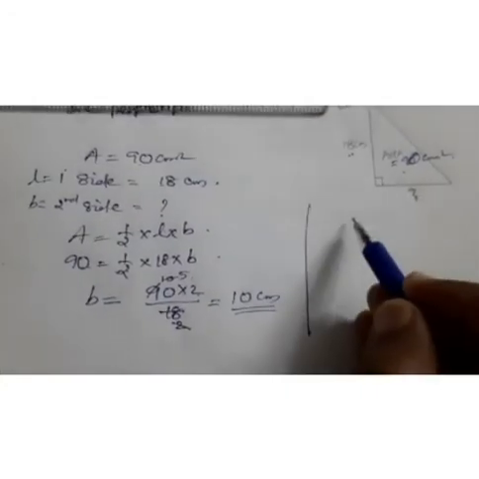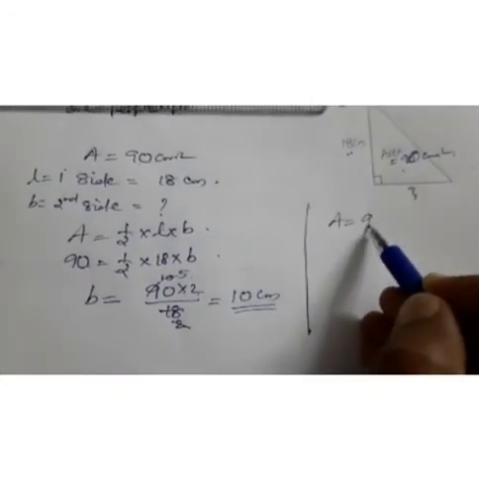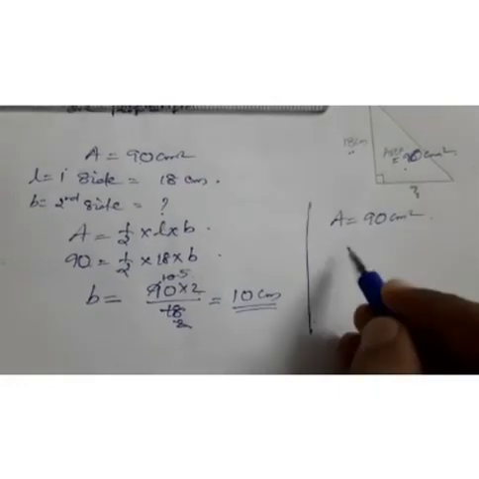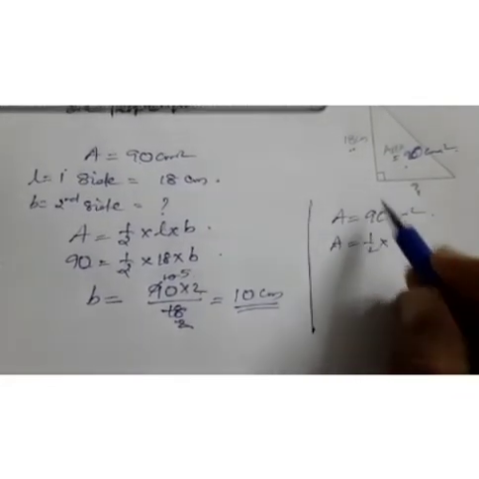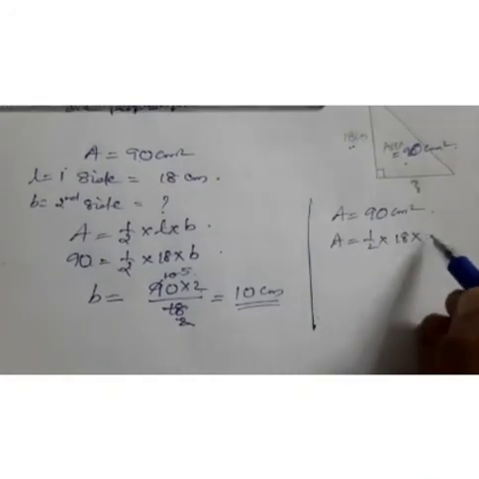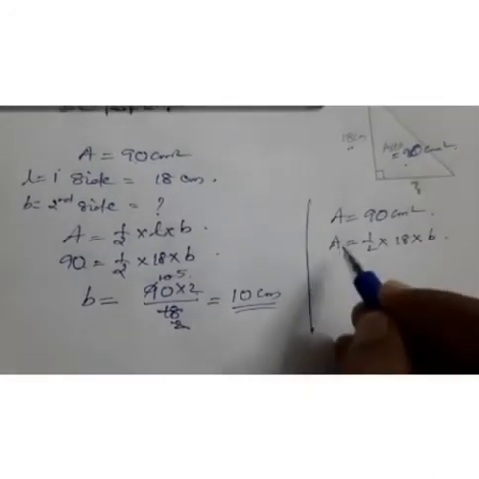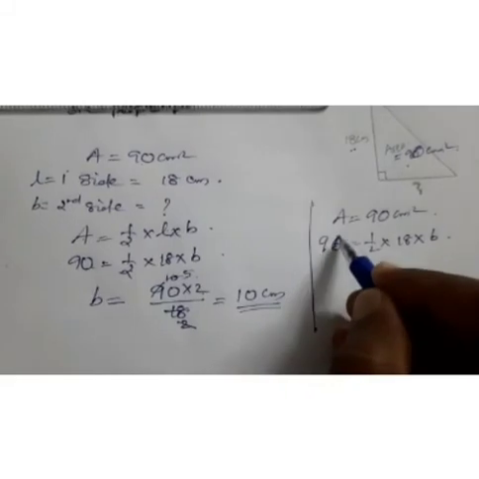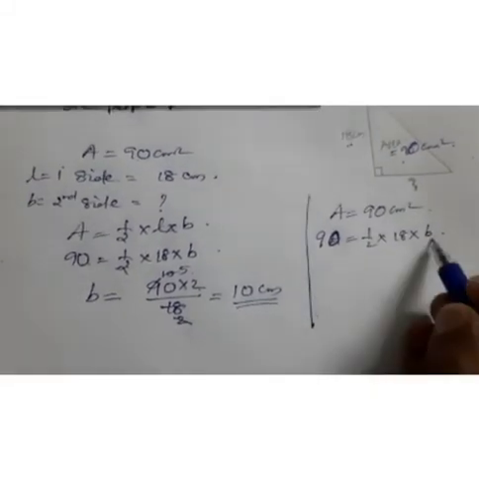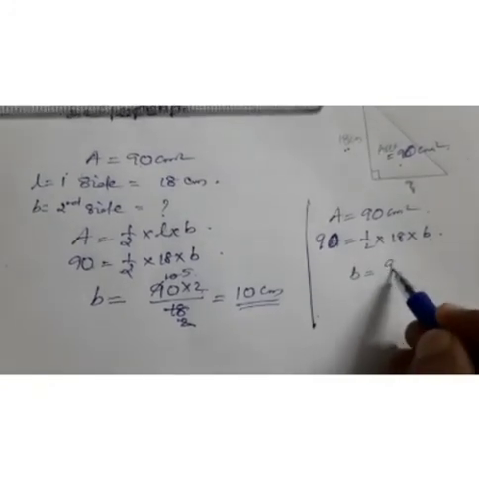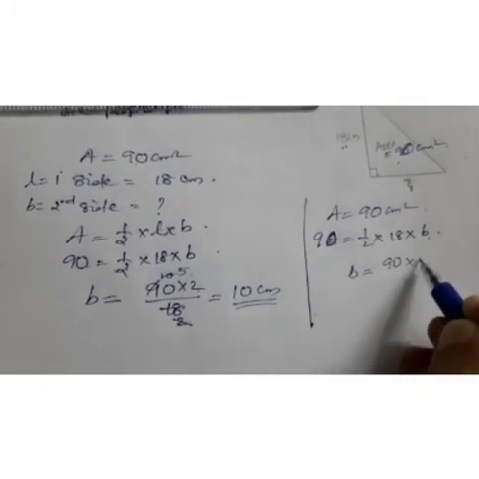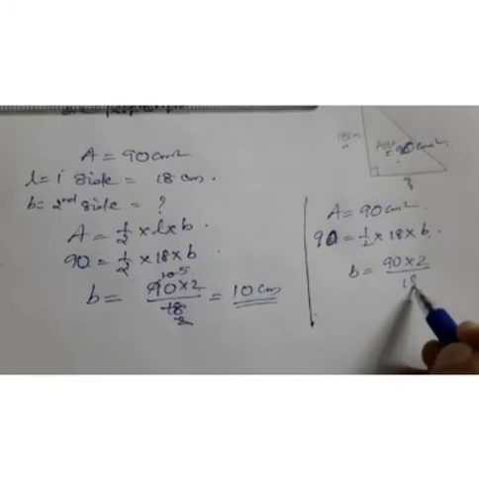So the area of the first triangle is given. It is 90 centimeter square, and area is equal to half into product of sides. One is 18, the other side we have to find out. Area is how much? 90 centimeter square. So we have to find out B. How will you find B? 90 into 2 by 18.